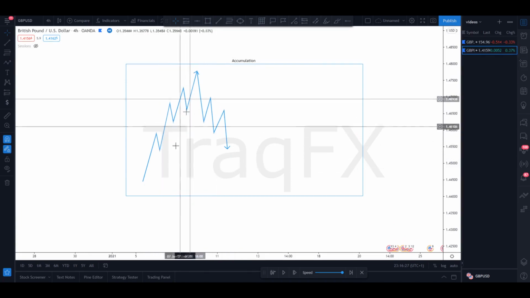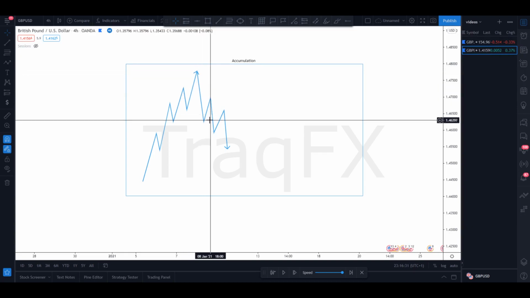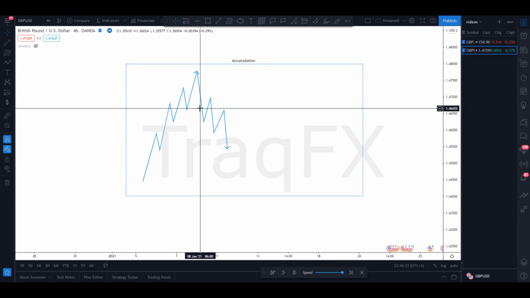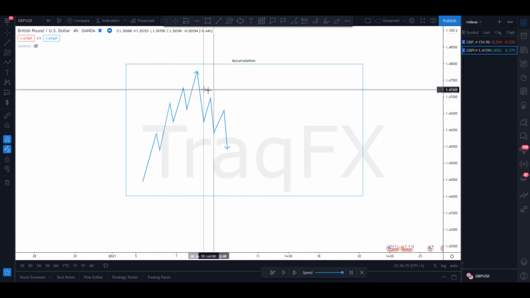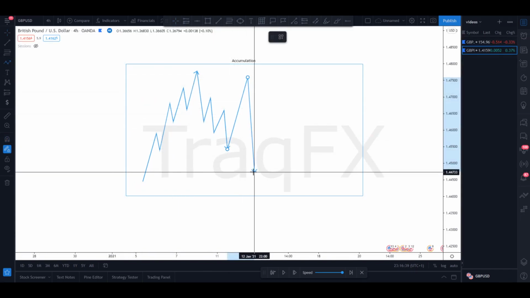We can't take a sell if the structure is buys, and we can't take a buy if the structure is sells. So that's why we wait for that confirmation, and then we wait for price to come back up into that overall area of expansion, and then price continues down.